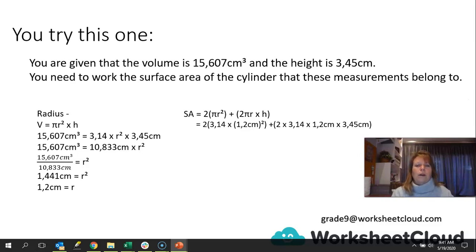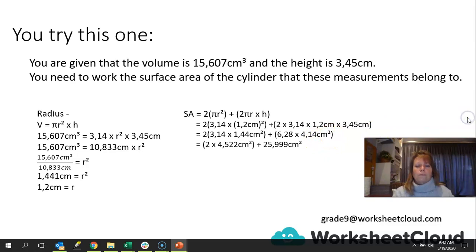Okay, so then we go to our rectangular part of the shape, and it would be 2 times 3,14 times the radius, which is 1,2, times the height, which is 3,45. Okay, let's multiply out. We're going to end up getting 1,2 times 1,2 is 1,44. And then on this side, we would go 2 times 3,14, which we've done so many times before, gives us 6,28. 1,2 times 3,45 is going to give us 4,14 centimeters squared.